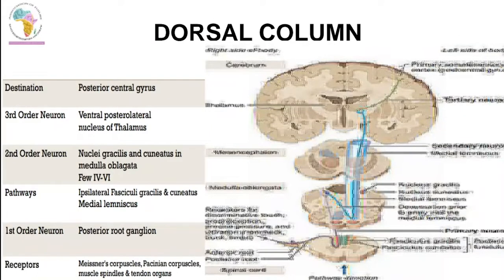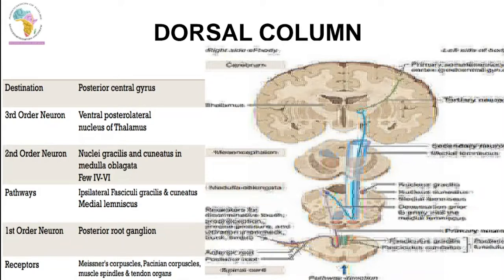It tends to course up the dorsal column. It does not decussate at the spinal level; it moves superiorly. Then the first order neuron tends to synapse or terminate in the medulla oblongata.